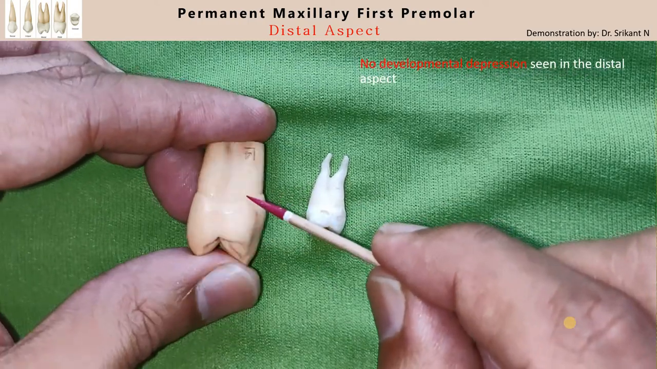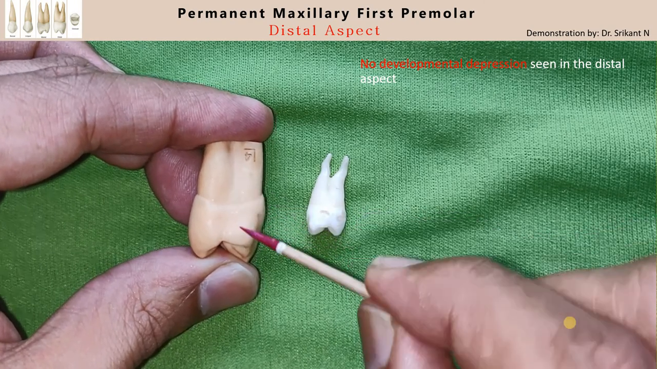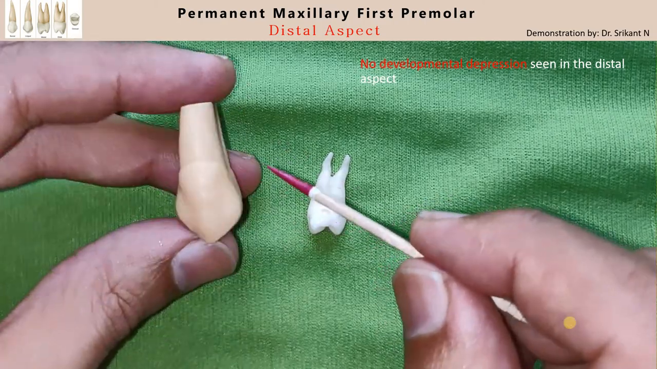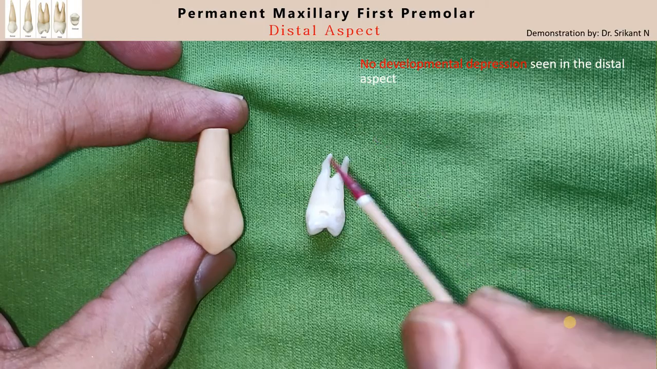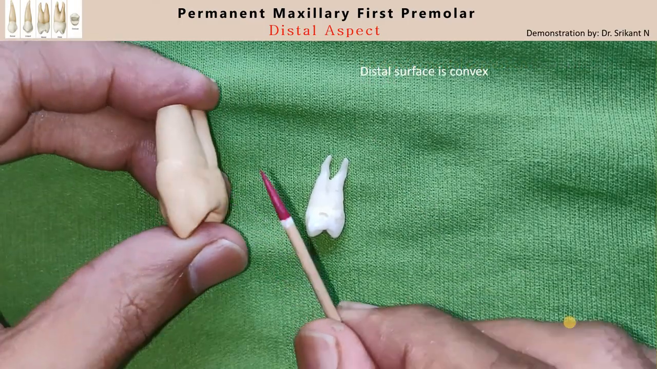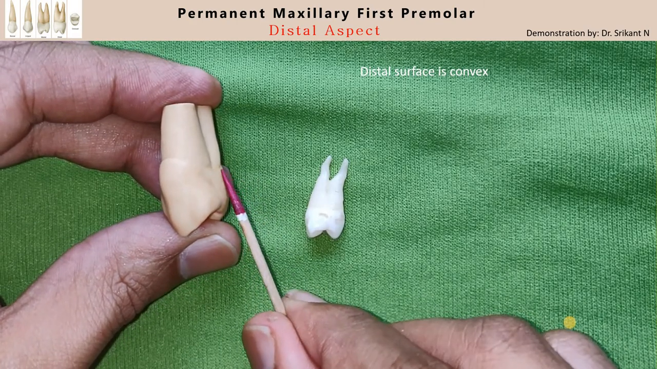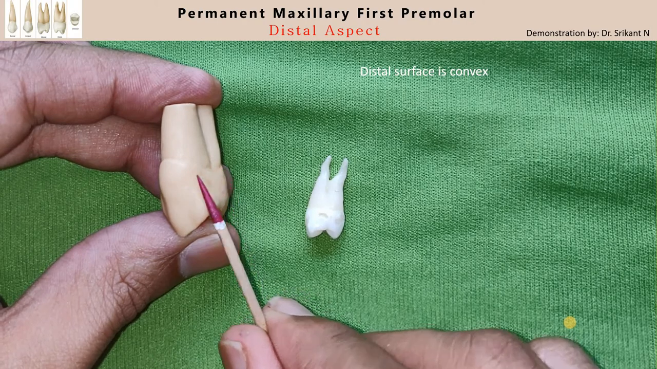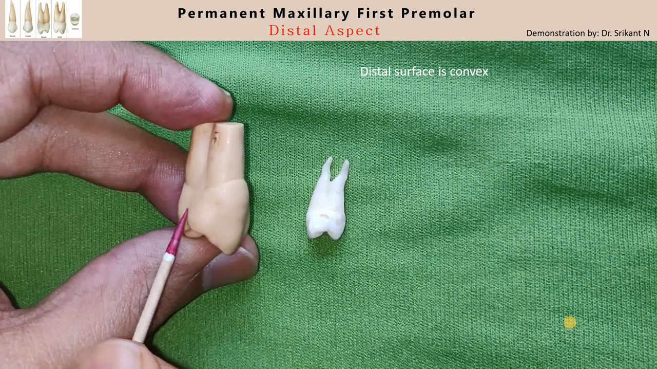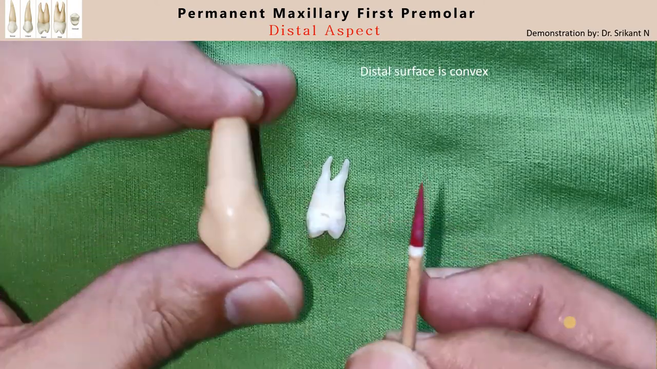On the mesial side, we had a prominent developmental depression called the mesial developmental depression, which is absent on the distal side. When you keep the tooth at an angle, you will find that the distal surface is convex. This convexity is absent on the mesial side because of the presence of the mesial developmental depression. This is also called the canine fossa.